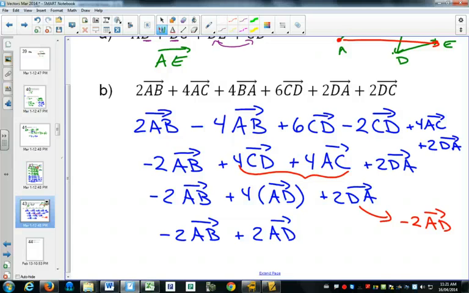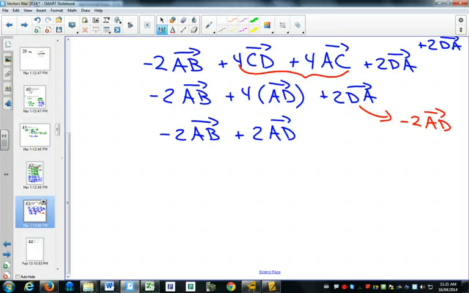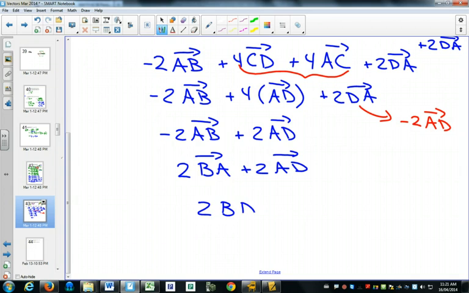But if we rewrote this one as BA again, then they do match up. Because you go from B to A to D, right? B to A to D. This question's bad. And that's the final answer.